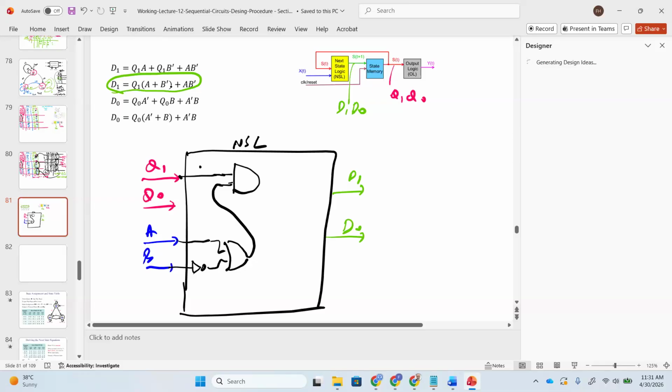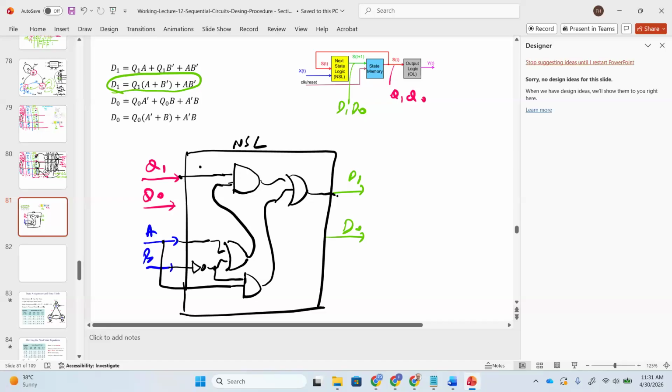This is Q1: A plus B bar, and then plus A B bar. So plus A B bar, A B bar. So A, we can say it here, A, and then B bar. B bar is coming from here. This A B bar, and if we OR both of them, we got what? T1. You got it or not? Any question? Clear or not clear? Clear? And similarly, we can draw the circuit diagram for D0.